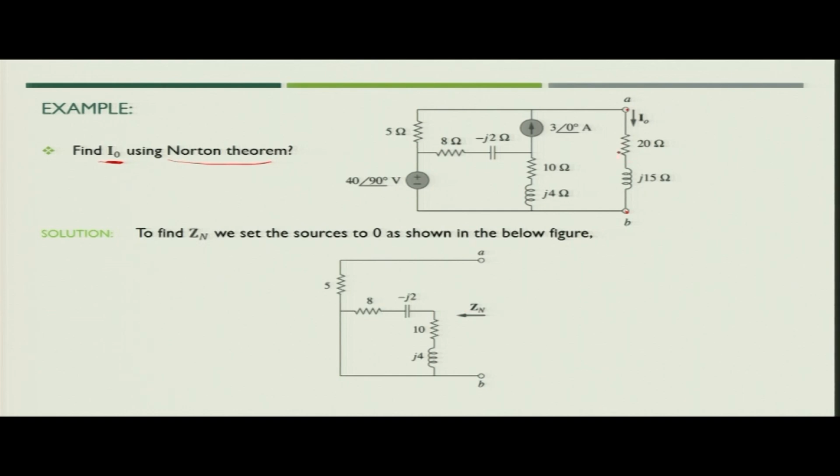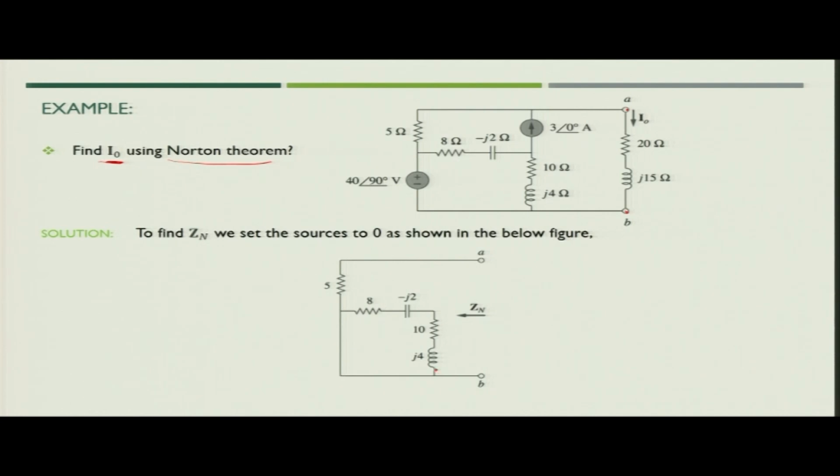When you are asked to find the value of Zn, first what you will do? You will short circuit the voltage source and open circuit the current source. So, you will get the updated circuit as shown in this figure. Now, if you see this particular segment, that is 8 ohm resistance in series with minus J2 ohm reactance offered by capacitance, and then 10 ohm resistance and J4 reactance offered by the inductor.